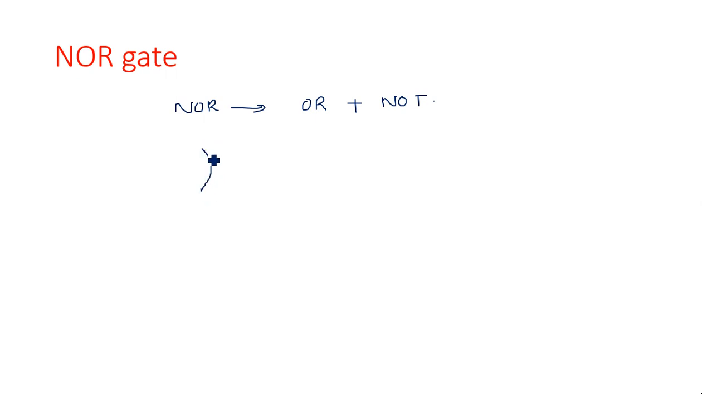OR gate symbolic representation is like this. Let us consider a two input OR gate. So this is the two input OR gate. The output of this OR gate is given to an inverter, a NOT gate. This is the symbol with two inputs A, B and one output Y. The output of OR gate is A plus B, and here it is the complement of the input, so A plus B whole bar. This is the output of NOR gate.